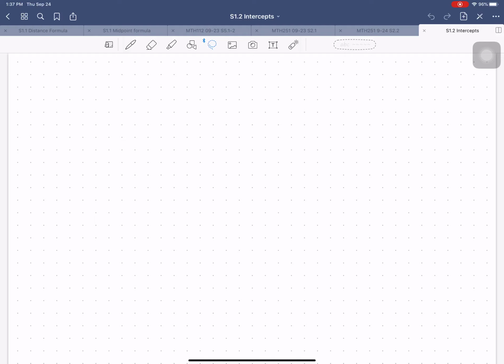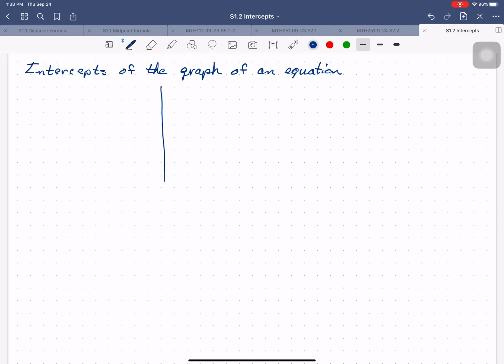Most of section 2.1 is pretty self-explanatory, but I do want to talk to you about the intercepts of a graph of an equation. By now you will have looked through section 2.2 and you will know that the graph of an equation is a picture of the points that satisfy that equation.